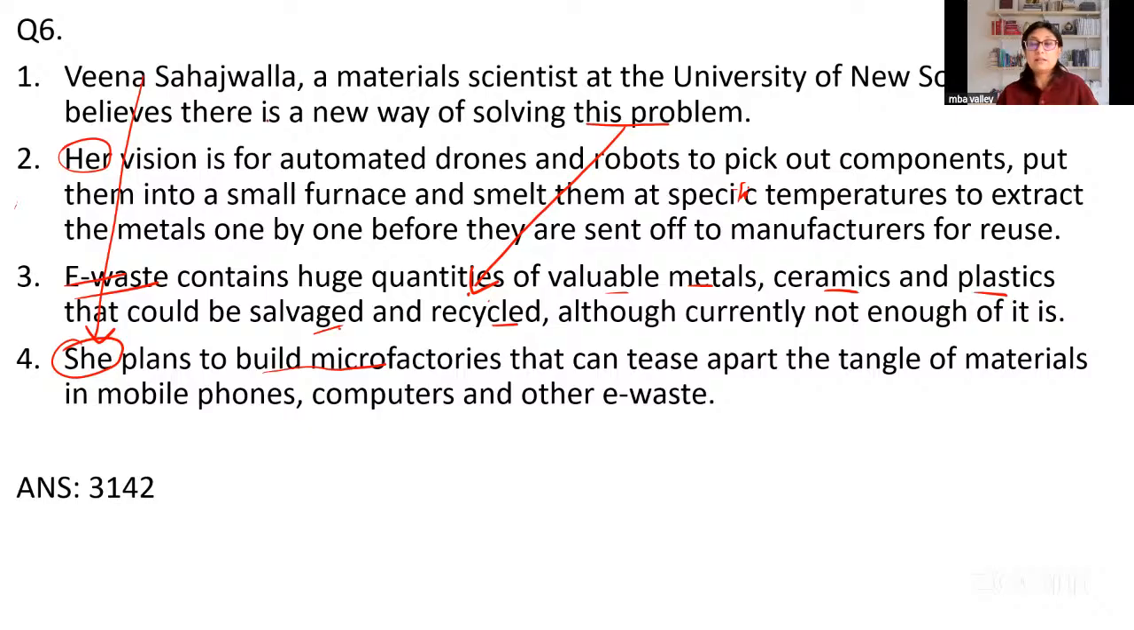So again, a paragraph which is quite comprehensive, and it gives a fantastic thought flow.